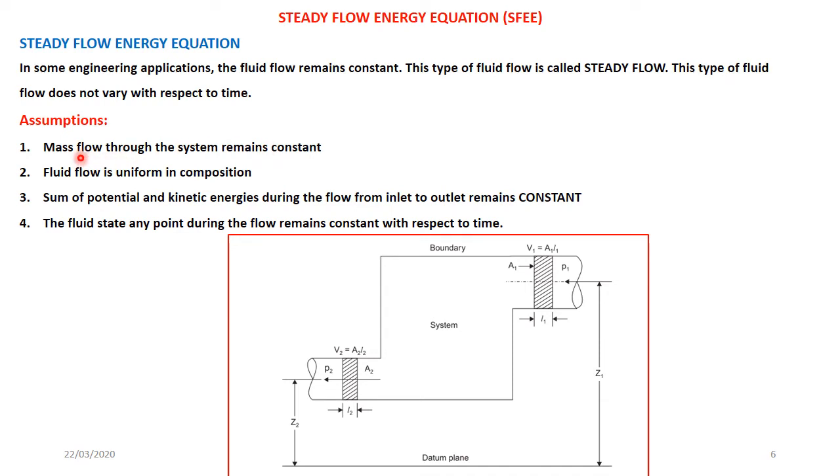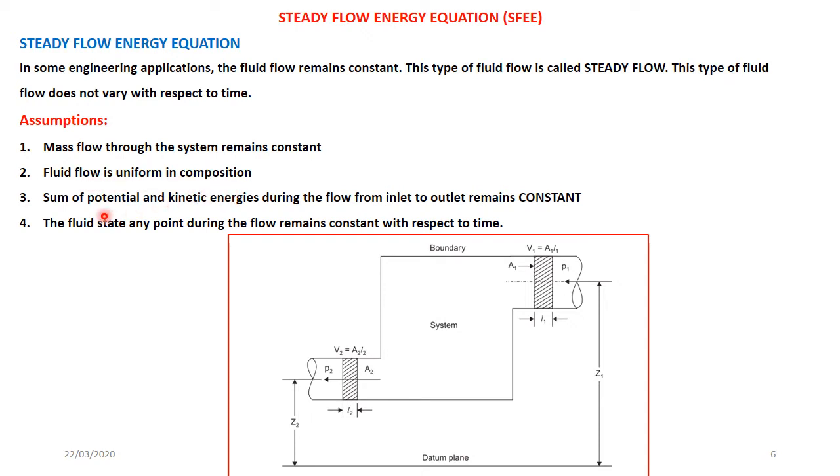Mass flow remains constant. The mass remains constant from inlet to outlet. The fluid flow is uniform and compact, which means the fluid flow does not change its state. The fluid flow is only one phase. If the inlet is liquid, the outlet is also liquid. If the inlet is gas, the outlet is also gas. So the fluid flow is uniform in composition.